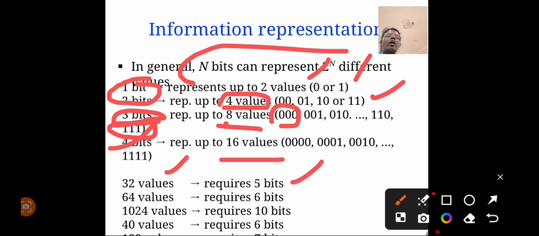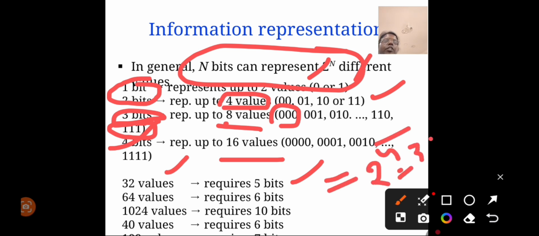How? Use this formula: 2 power n equals the number of values. So 2 power 5 becomes 32. In the same way, to represent 64 values, how many bits are required? 6 bits are required. How? 2 power 6 is equal to 64, right? So this is how we derive the number of bits for the given number of values.